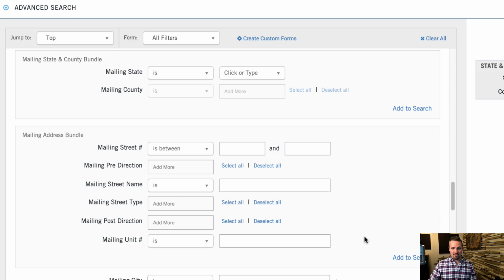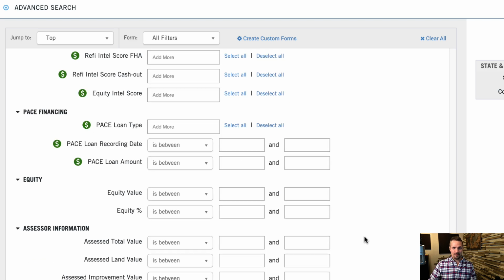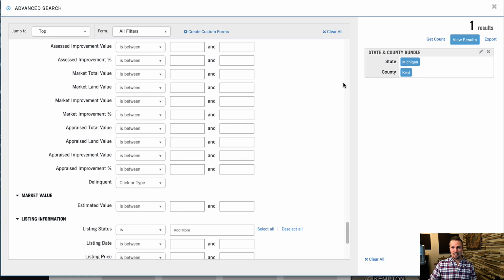If we go down here, find that delinquent filtering option here. First of all, I'm going to click Get Count without filtering anything else beyond the state and the county, and I can see the total number of properties here. Now when I go ahead and click on Yes and try to Get Count again, now it's giving me no results. When I click No, it's also giving me no results.